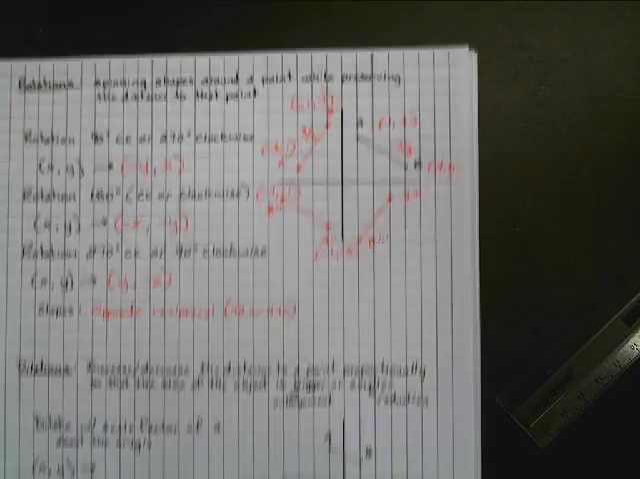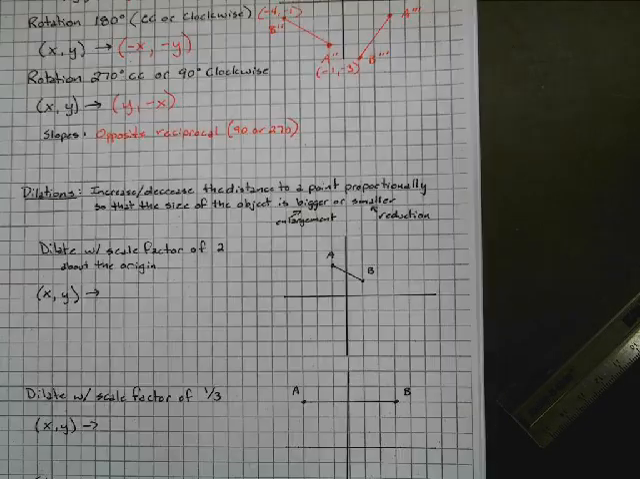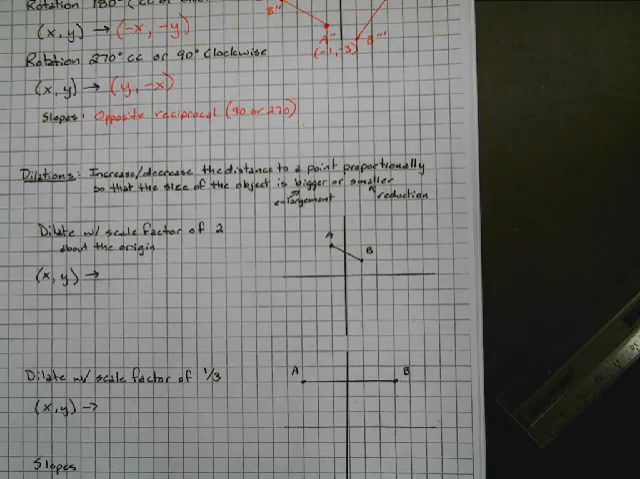Our last one is called a dilation. Now, every other shape or transformation we've done so far is what's called a rigid motion, where it's keeping the same size.